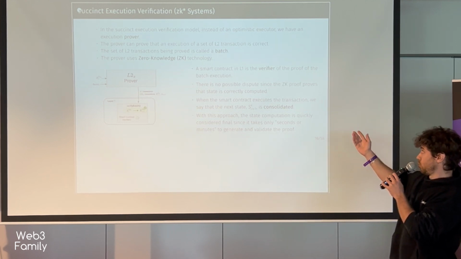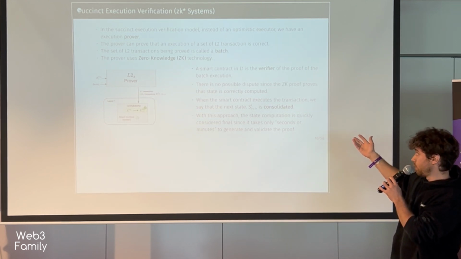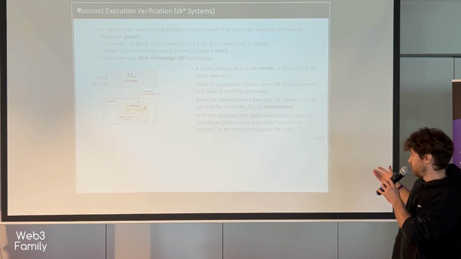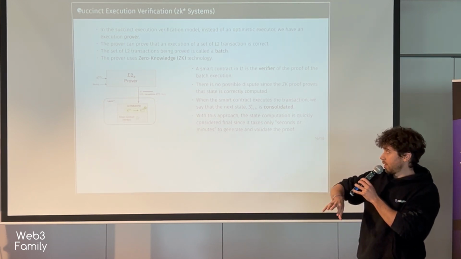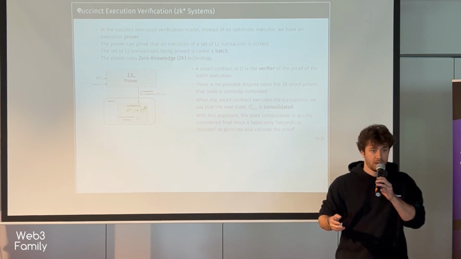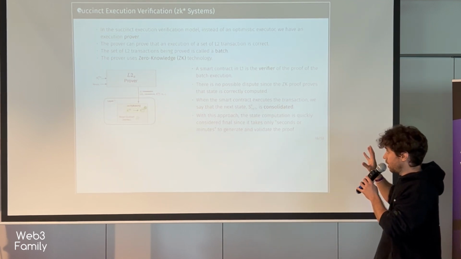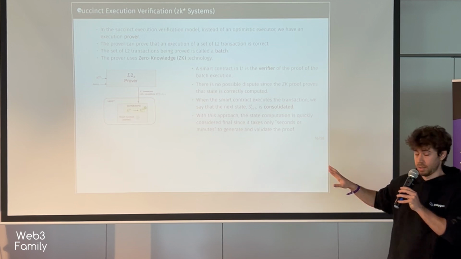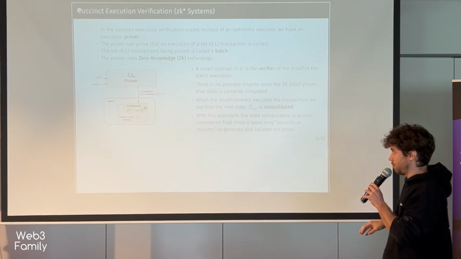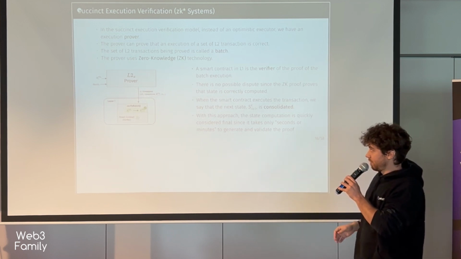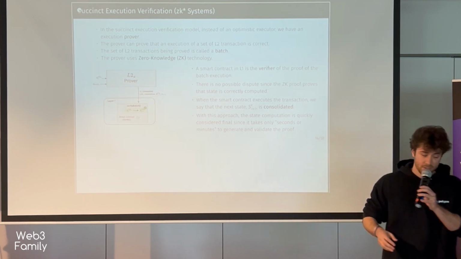So there is no possible dispute, since the zk proof proves the state is correctly computed. And the verifier is moved on L1. The verifier is handled by a smart contract. This is the approach that we are doing in Polygon zkEVM. So we are going to go deeper on this approach. And well, after we will talk more about it.